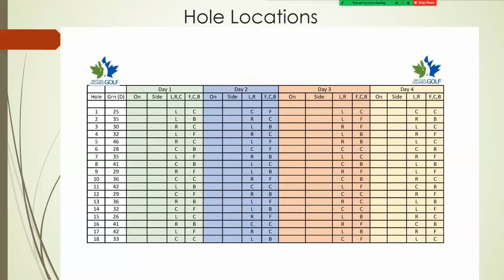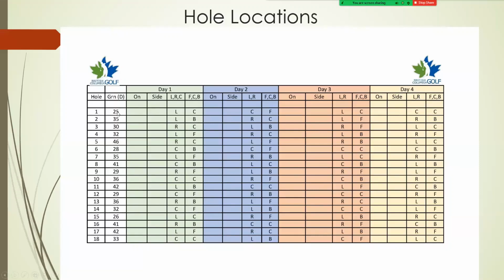This is kind of a worksheet that one of our rules chairs or myself might use for a 4-day tournament, because I want to make sure that I'm having an equal or fairly equal amount of front, back, and center pins, and then left, right, or center pins. So this might change a lot depending on what I see on the golf course. This is just an example.